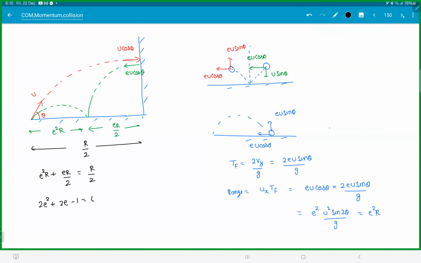I know the answer already. So e is minus 1 or e is equal to half. You can't get minus 1, so e is equal to half. Please check the steps. Yeah, even I get a quadratic in e, but independent of u. The answer is independent of u and theta. Please look at the steps.